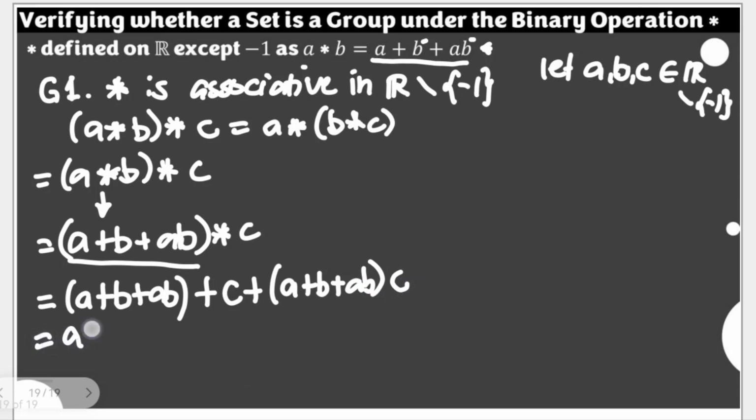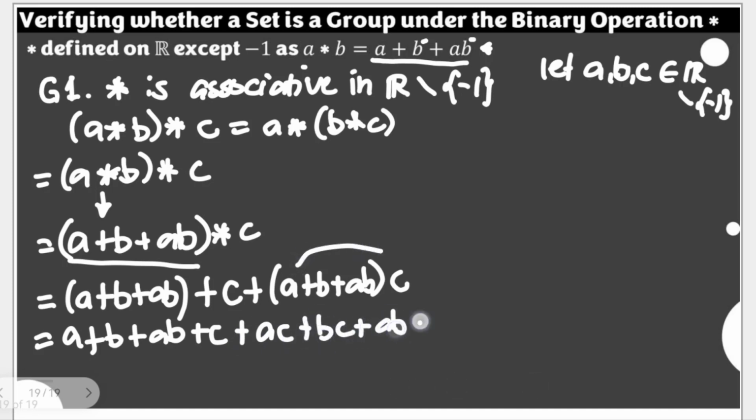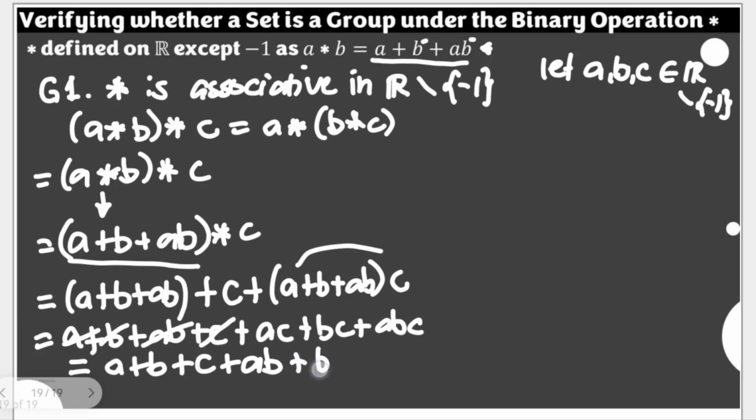Of course, you have A plus B plus AB plus C here, plus AC as you distribute that, plus BC plus ABC. So the result here is equal to A plus B, let's just simply rearrange it, plus C. So we have 1, 2, 3, plus AB plus BC plus AC plus ABC. This is for the left-hand side of the associativity.